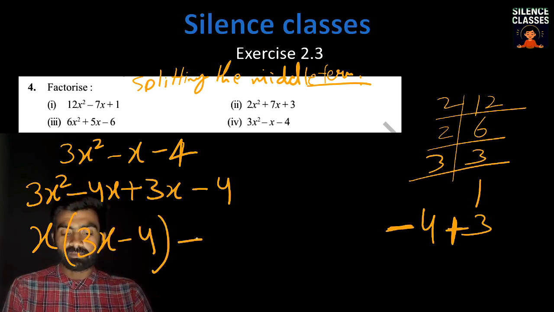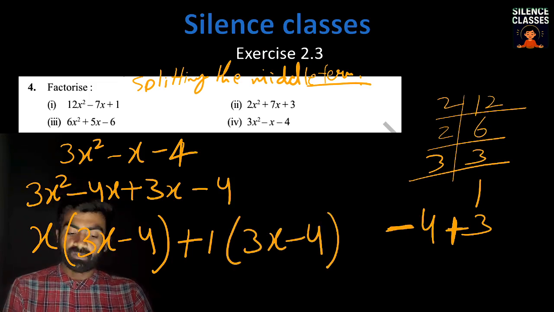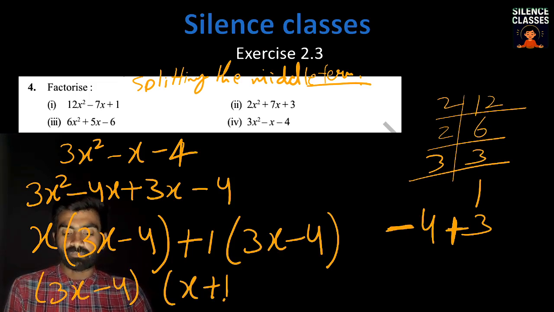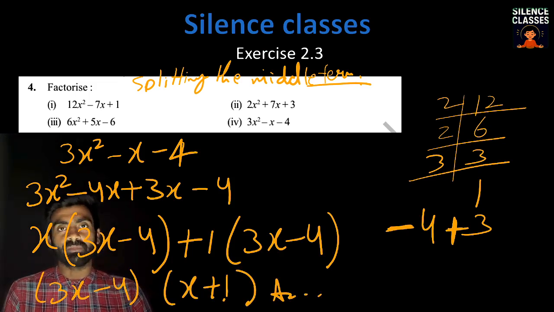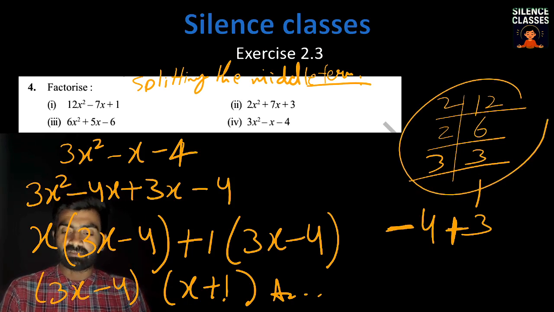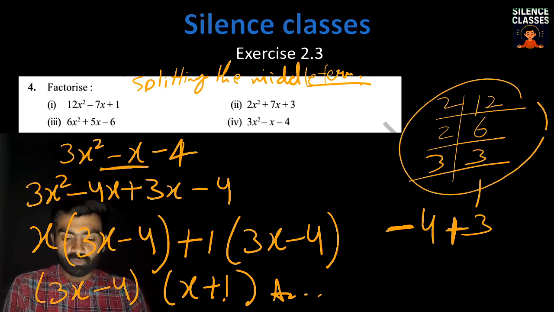If I take plus 1 common, we will get 3x minus 4. So 3x minus 4 and x plus 1 are the factors of the given polynomial. Okay, the questions are very easy. Just concentrate while doing the questions on what sort of prime factorization you have to do, and how you will add or subtract, so you will get this particular answer.